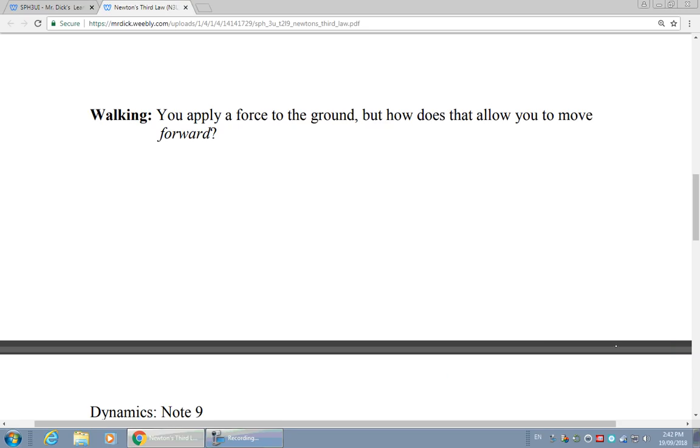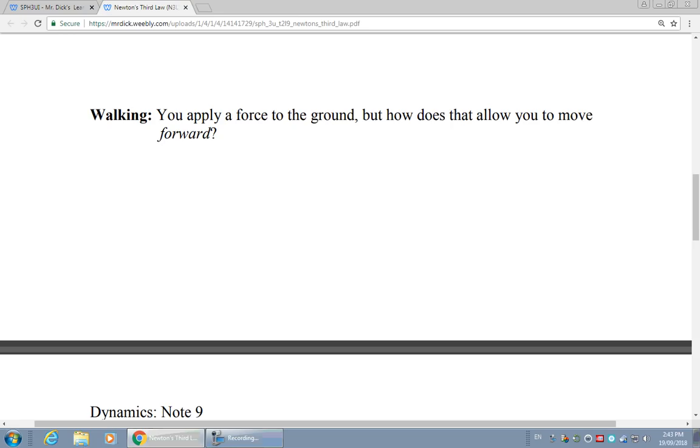But I did promise that this law can help us to understand some things in our everyday lives as well. You're probably not as familiar with blasting off in a rocket or being out in outer space without a jetpack, but you've probably walked before, and you probably didn't realize that the only reason why you are able to walk forwards is because of Newton's third law. So when we think about what happens when we walk, you're applying a force to the ground. The ground is below you, and we think of ourselves as pushing down on the ground. But how does that allow us to move forwards?